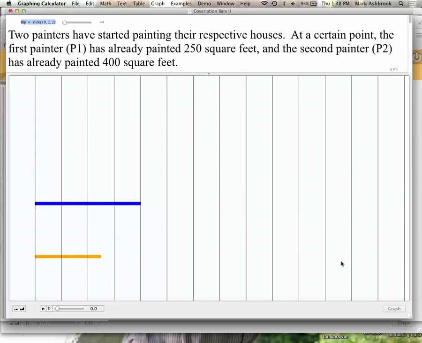You're acting as students, thinking about being a student in the class, but you're also keeping a second hat on, where you're monitoring what I'm doing and how it's affecting you and how the lesson is unfolding. So we have 2 painters that started painting their respective houses. At a certain point, the first painter has already painted 250 square feet. The second painter, we'll call him P2, has already painted 400 square feet.